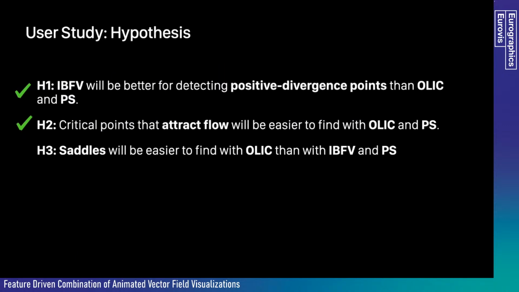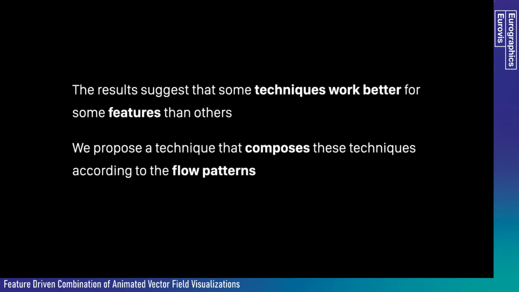Coming back to our hypotheses, both H1 and H2 are supported. However, image-based flow visualization is as efficient as oriented line integral convolution for detecting saddles, so the third hypothesis is only partially supported. The results of the user study suggest that some techniques work better for some features than others. We propose a technique that composes these techniques according to the flow patterns.